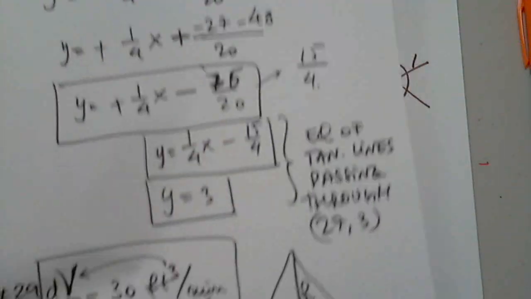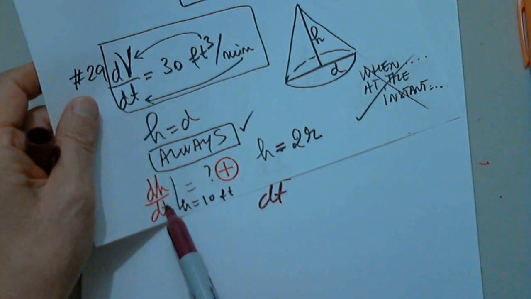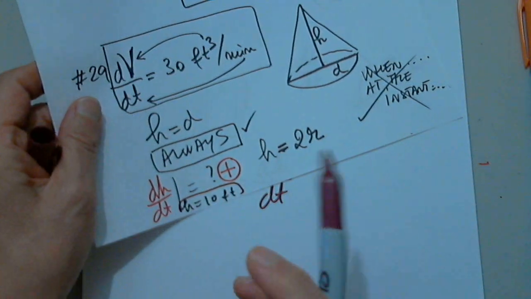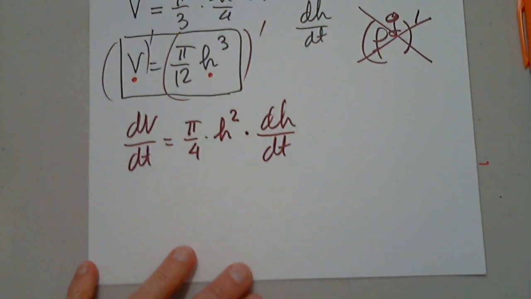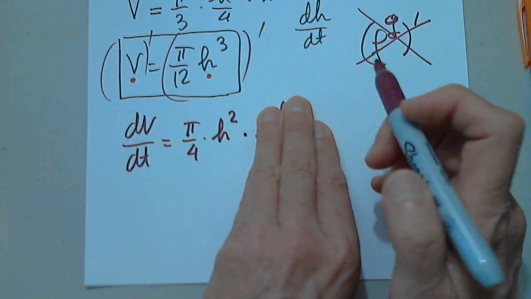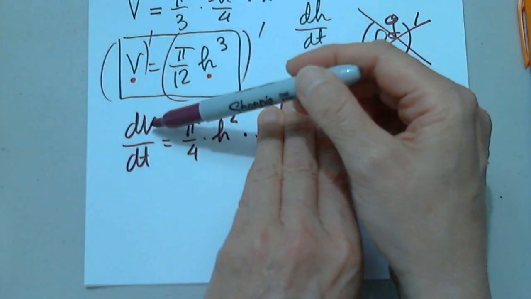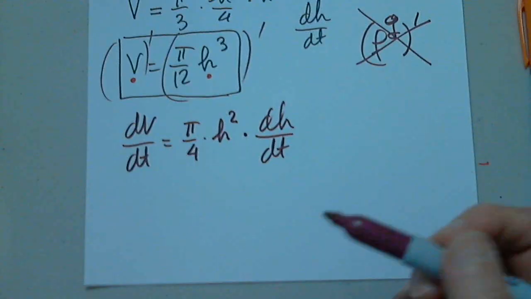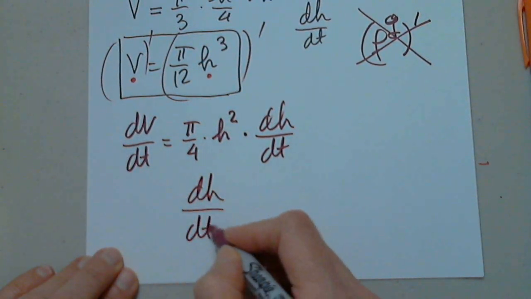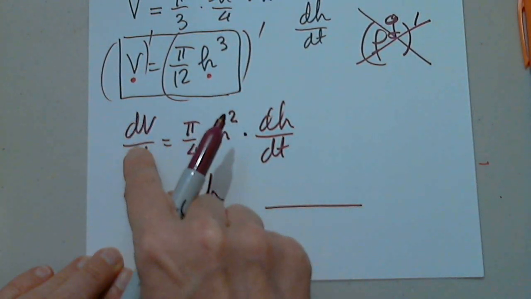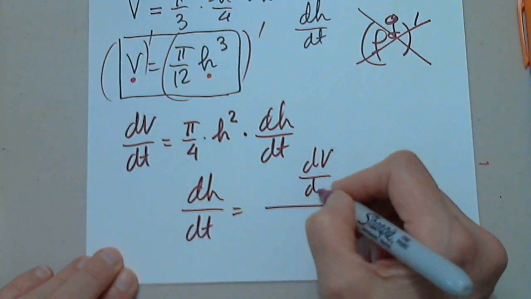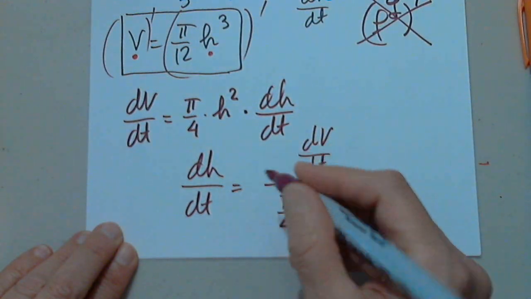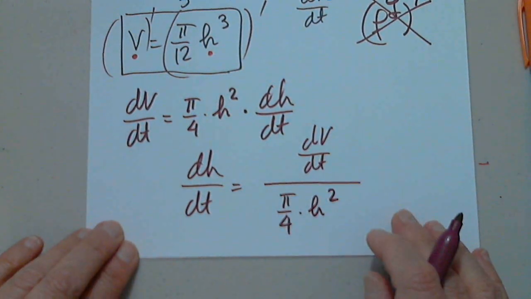And remember, this is what the problem is asking us. I solve for dh over dt, and then I plug in my 10 and anything else. So solving for this means dividing dv over dt by this quantity. So dh over dt equals, you cannot separate these two. This is together at the top. They are together at the top. Divided by pi over 4 times h squared.